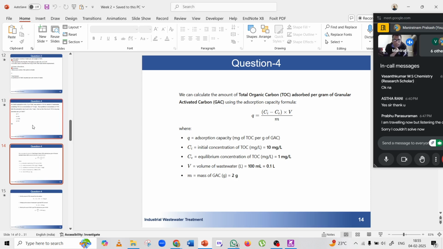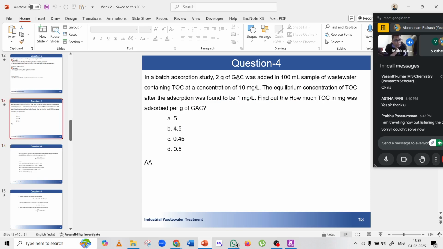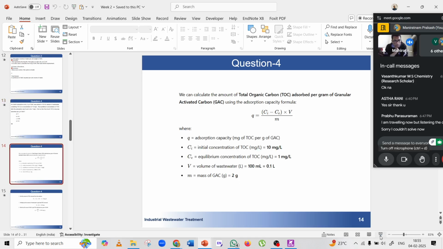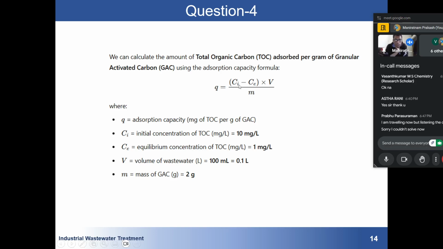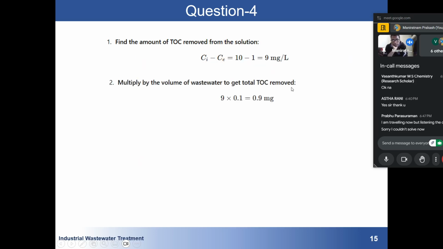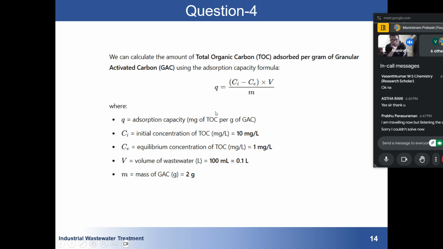Here in your question everything is given to you: how much adsorbent has been added, how much water there is, the initial concentration and the final concentration. Q is equal to Ci, initial concentration, minus equilibrium concentration Ce, into volume by M. Q we have to find; Ci is the initial concentration, 10 milligram per liter. Ce is 1 milligram per liter. V is the volume of the wastewater, that is 0.1 liter, and M is the mass of GAC, that is 2. If we substitute all the values, we get Q equal to 0.45 milligram per gram.